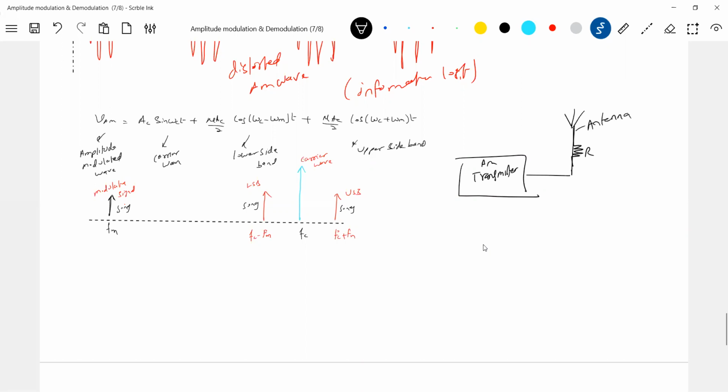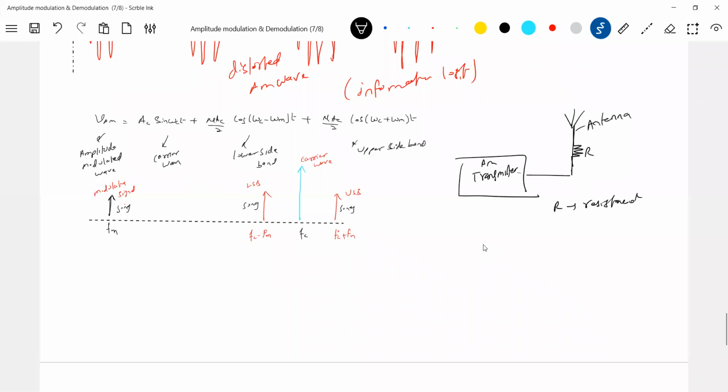So what is R in the picture I'm bringing? That will be the antenna resistance. Which components are there? Carrier, lower sideband, upper sideband. So let's get into the mathematics here. How do we represent them? All these are peak values, no? Peak values are there. This is the resistance of the antenna.